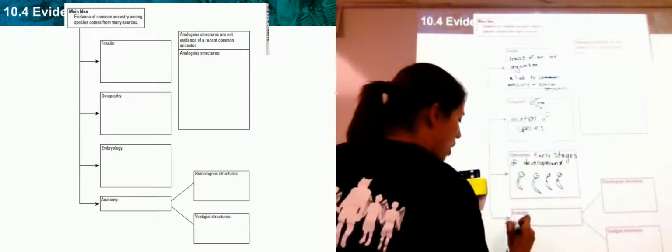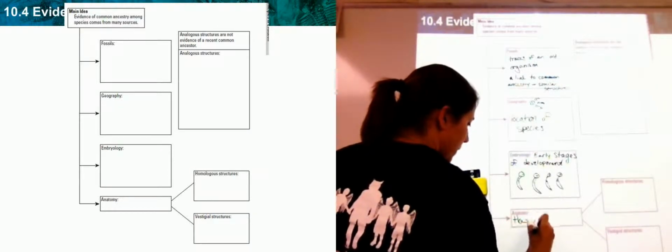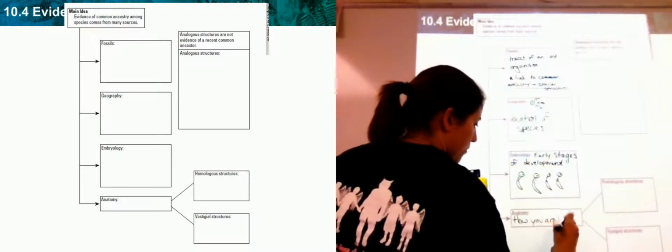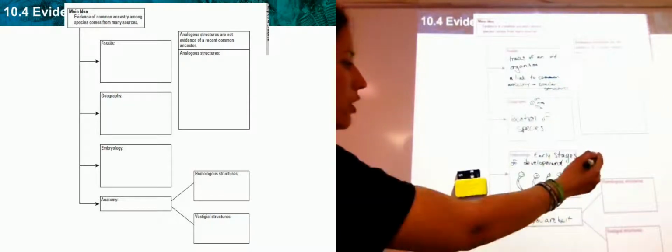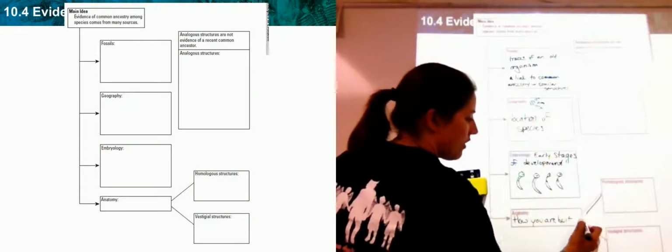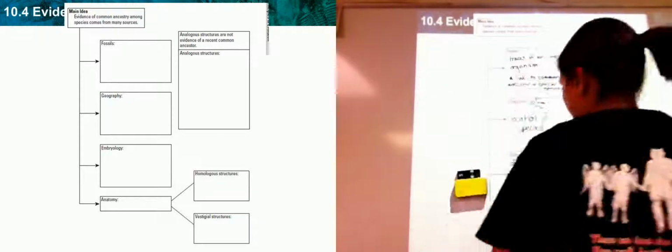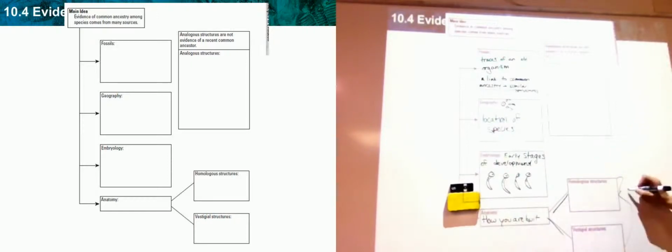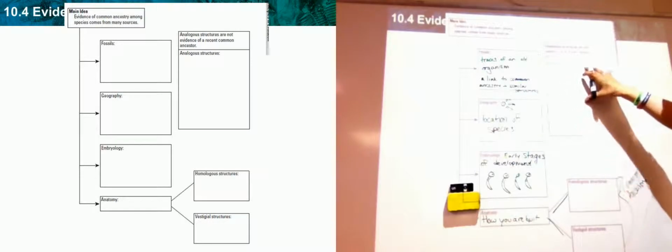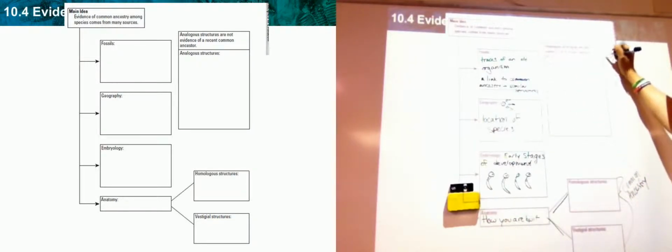Anatomy just looks at how you are built. And we have the homologous structures and vestigial structures. And notice right here, these are linked. And they're linked because both of these show common ancestry. This does not show common ancestors. So, no ancestry.